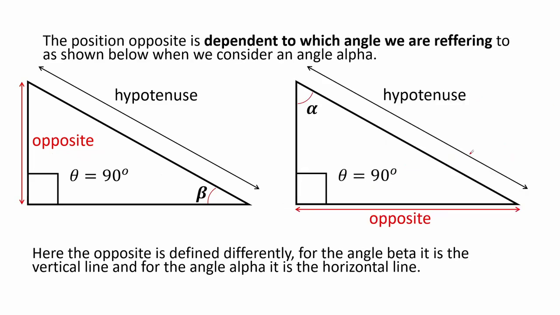The position of the length called opposite is dependent on which angle we are referring to. In the second figure where we define the angle alpha, the length opposite is positioned at the bottom. So with respect to beta, the length opposite is the vertical line as shown in the figure on the left. For the alpha angle, the length opposite is positioned at the bottom, which is the horizontal line.